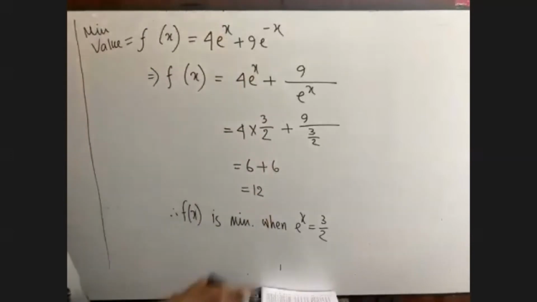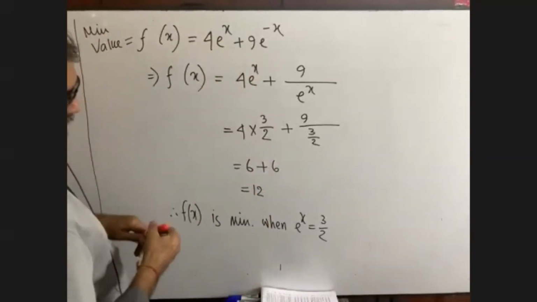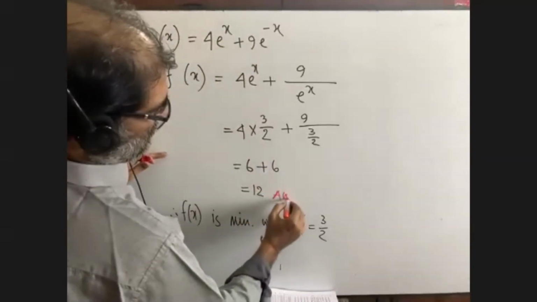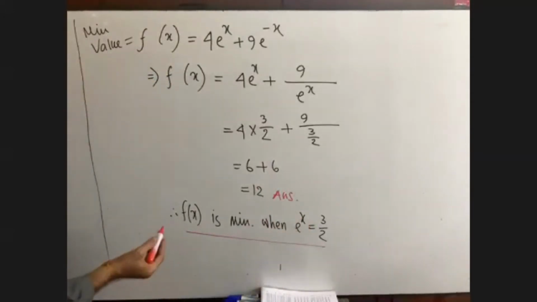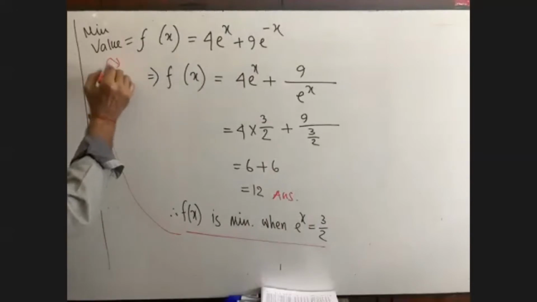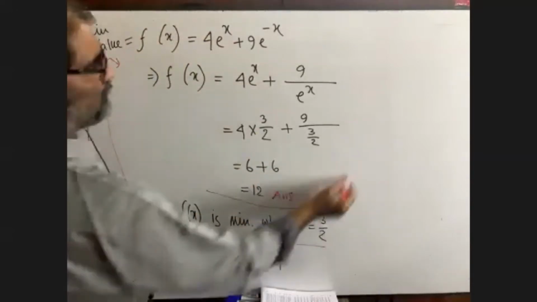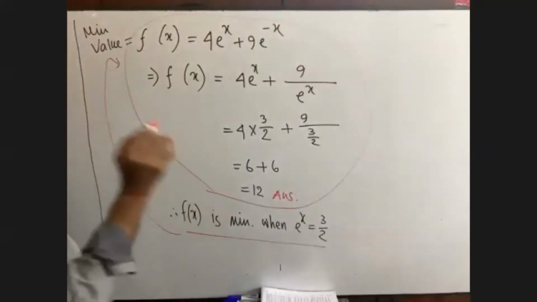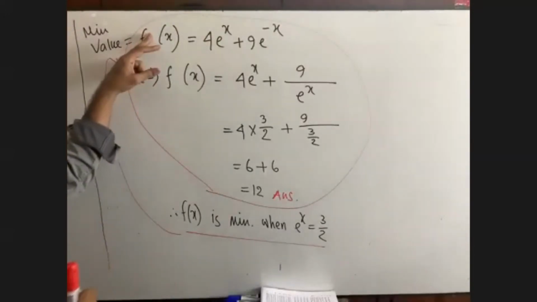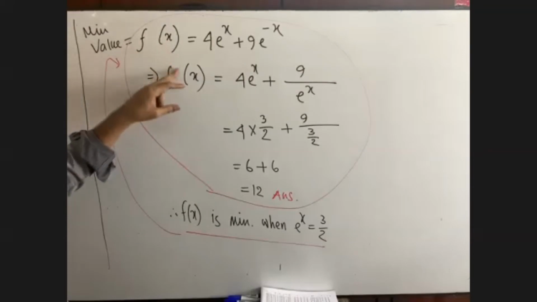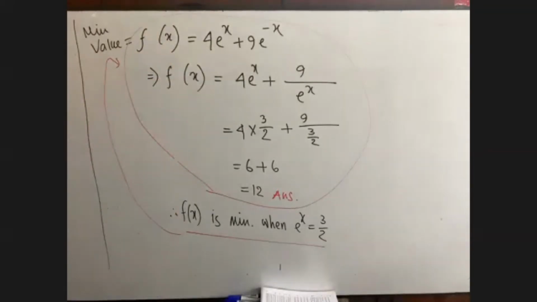Again, you do this part. It is the answer now. After writing this line, you have to maintain the formalities. You go there and copy all those things. Have you got me? It was f''(x), now it is only f(x). So the minimum value is 12.